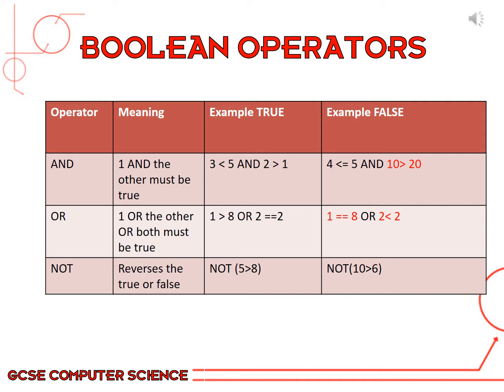The not operator just literally reverses whatever the comparison is. So if you put not before a comparison, it reverses the output. For example, 5 is greater than 8 is not true, but if you put not before it, then it reverses it to be true. 10 is greater than 6, which is actually true. So if you put not before it, it makes it false.